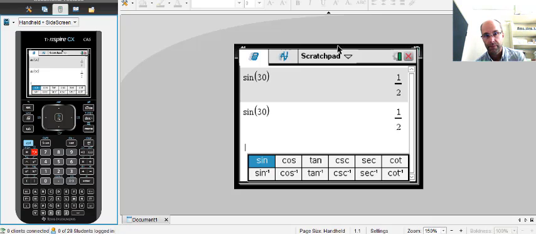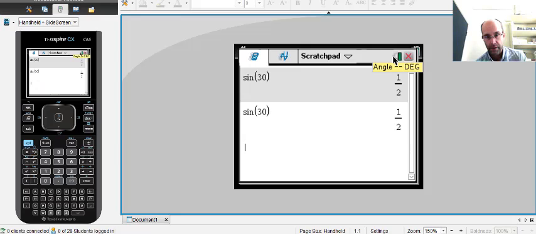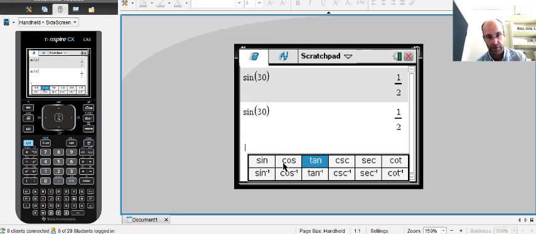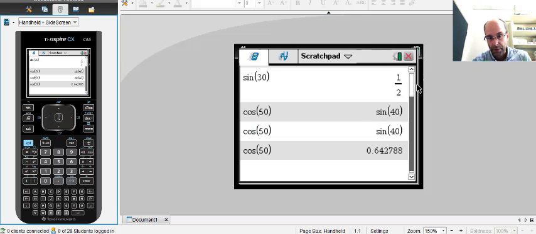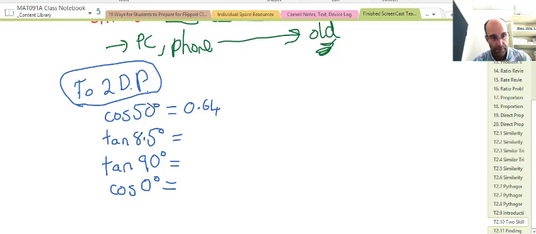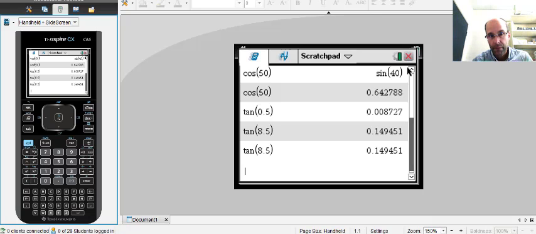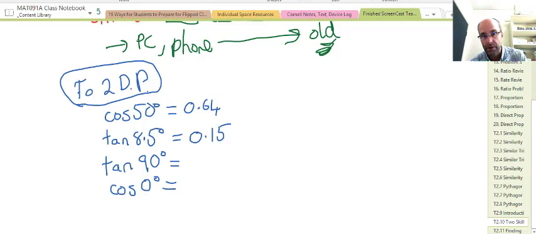The first one you see there is cos of 50 degrees. Your calculator will be in degrees mode, and it will be able to tell you that. Mine shows it that way, but yours may show angles as deg or degrees. So you will hit the cos key, or if it's a menu like this one, choose cos, and put the angle in. So cos 50, you can see here with the cursor, is 0.642788. To 2 decimal places that would be 0.64 written in there. Tan of 8.5, entering that in the same way, to 2 decimal places is 0.15.